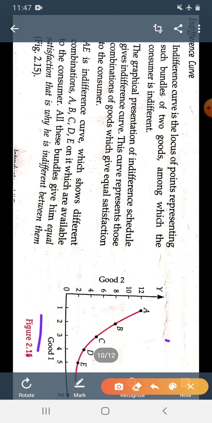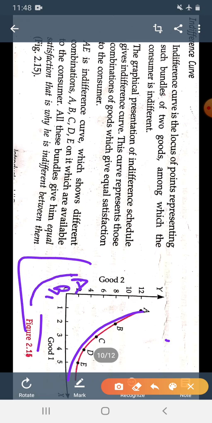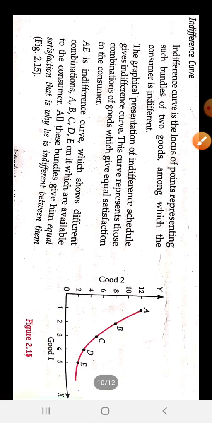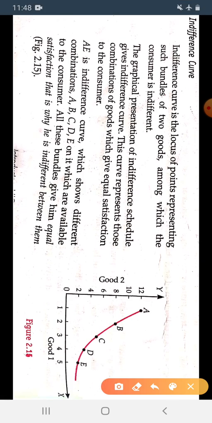Yes, AE is the indifference curve, which shows the different combinations A, B, C, D, E. On this curve, the points A, B, C, D and E are available to the consumer, so the consumer is indifferent at all the points. All these bundles give him equal satisfaction. That is why he is indifferent between them.